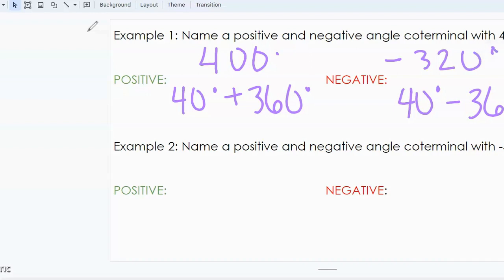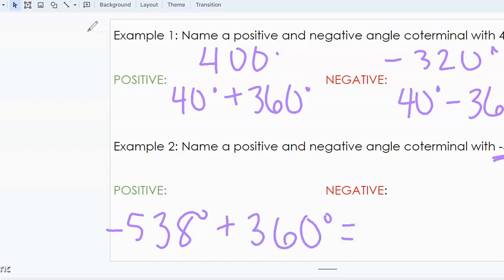Okay. Next, I want to find one with negative 538. So I start by writing negative 538 degrees down. Now I'm thinking to myself, I know a full circle is 360 degrees. So if I'm all the way at negative 538, I know that if I add just one rotation, I'm only going to become a negative number. See what I mean by that? Ready? Negative 538 degrees plus 360 degrees. That's going to only give me negative 178. So as it stands right now, this is another coterminal angle, but it's not positive, it's negative. So I can actually put that for my negative coterminal angle.